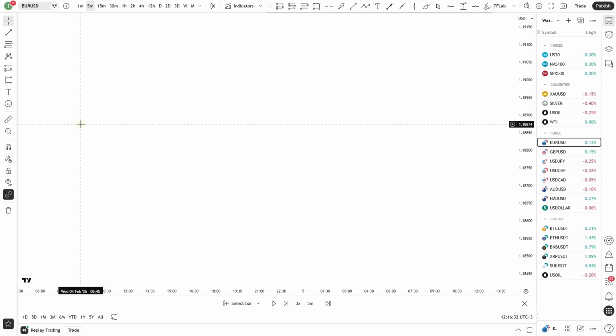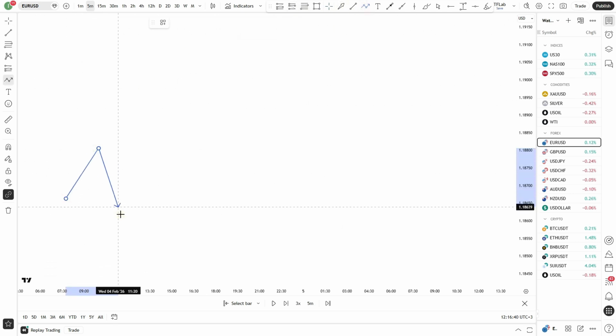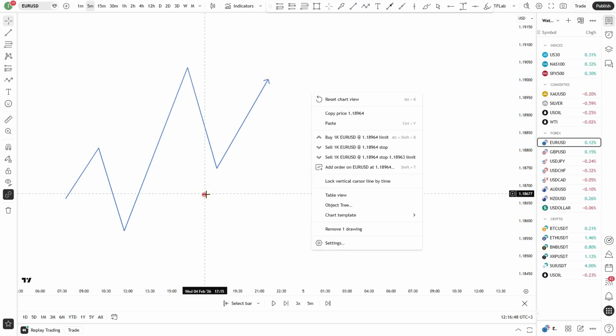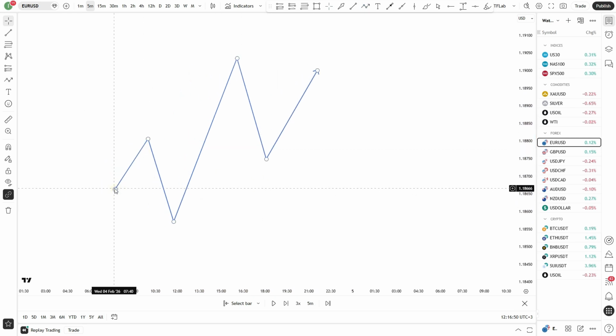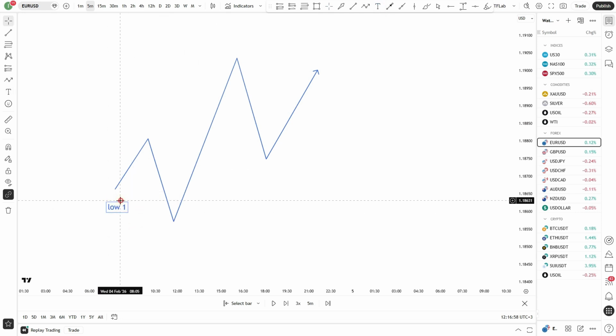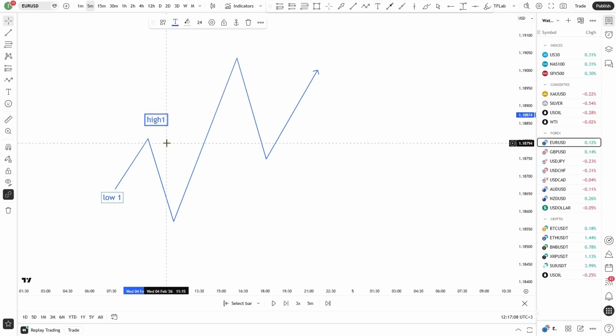Now, whether it's a bearish breaker or a bullish breaker, I'm going to show you a bullish breaker block right now so you can see how it works. The price starts from a low. You should consider this as my first low here. And the next one forms a high, which I'll label here as my first high.